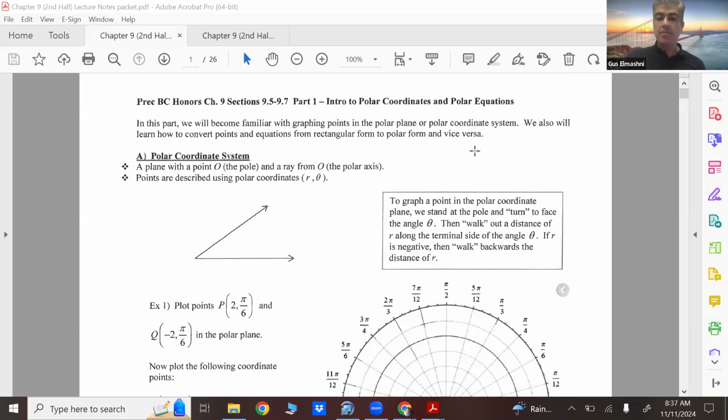Go ahead, Thomas. Like the coordinate plane? Yeah, exactly. Yes, this is the polar coordinate plane. If you want, you can call it that, or a polar plane. We just call it that sometimes. But yeah, polar coordinate plane. There you go. Now the pole is considered the origin.